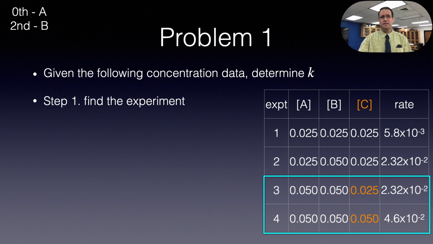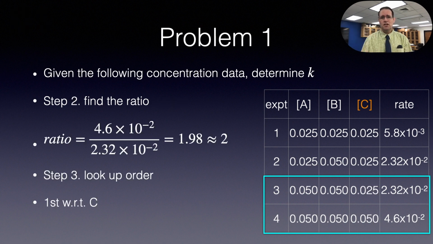Again, we want to take the ratio of rates. So we want to take the higher rate, which is 4.6 times 10 to the minus 2, divided by the lower rate, and that's about 2. Remember, we want to round it to 1, 2, or 4. This rounds to 2. And then when you look it up on the order table, it comes out to be first order with respect to C, all right? So the order is 1 with respect to C, all right?